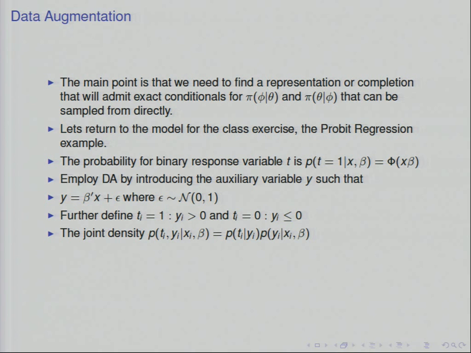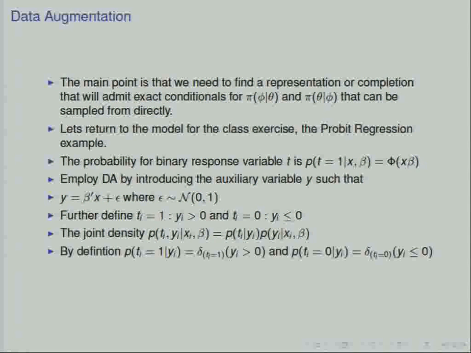Now, by the way that we've defined the augmented model, the probability of the class label given the auxiliary variable is just going to be a delta function. Right? So it's going to be a delta function if t is 1 when y is greater than 0, and it's going to be 1 when t is 0 and y is smaller than or equal to 0. Okay? So we have a delta function for this probability here.